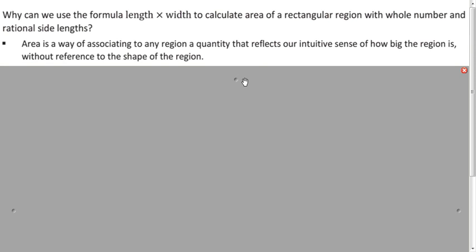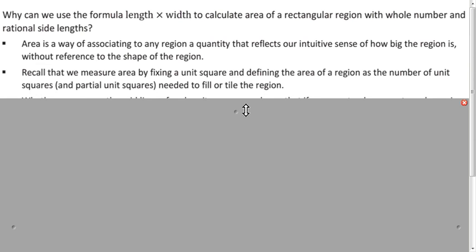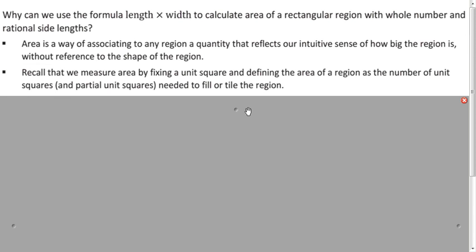Area essentially is talking about how much space a figure takes up. We don't care if it's a rectangle, a circle, or some complex figure. How much space does it take up? And to quantify that space, we want to talk about how many unit squares, so 1 unit by 1 unit squares, can we fit inside of that region.